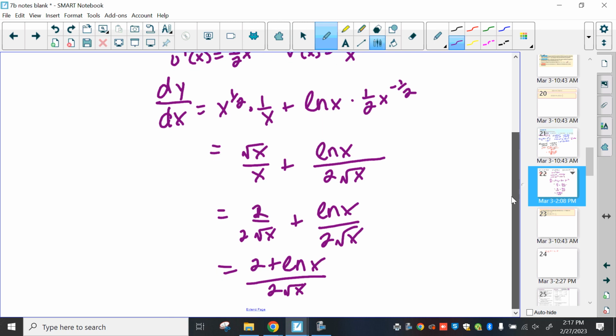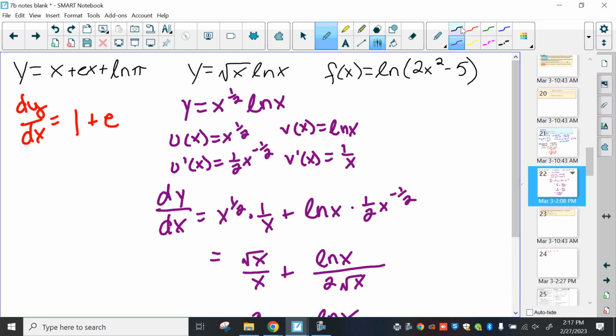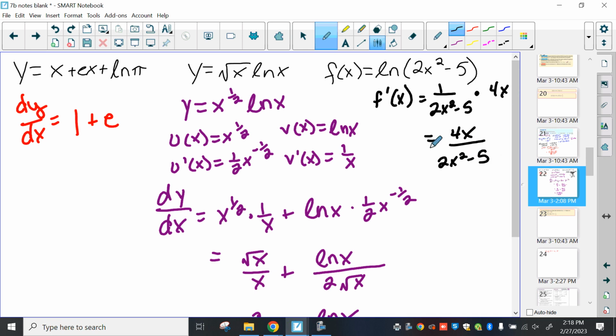The next one is not ugly, it's just we miss the chain rule all the time. So I wanted to make sure that we did a practice problem with the chain rule in there. So for that one, when I do the chain rule, we're going to do f prime of x. The derivative of the natural log of this is just 1 over that, right? But now I have to chain on, which means we multiply the derivative of the inside. So what's the derivative of the inside? 4x. Therefore, my final answer is 4x over 2x squared minus 5. So just don't forget to chain that on.